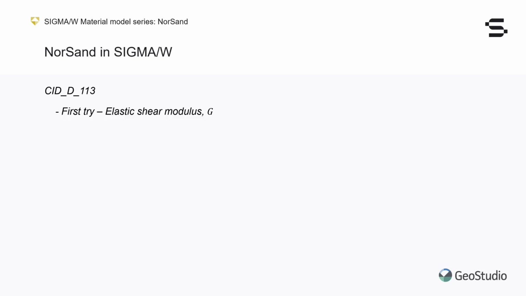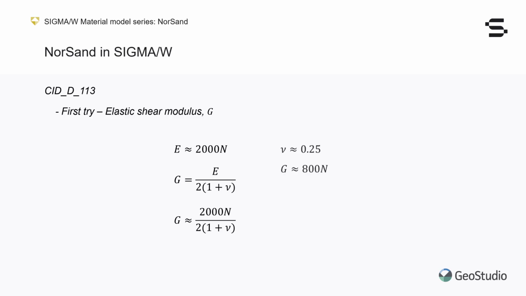From my geotechnical engineering courses back in university, I have always remembered that Young's modulus for sands can be approximated using the relationship N, the SPT blow count, times 2000. Young's modulus divided by 2 times (1 plus Poisson's ratio) will then yield the elastic shear modulus. For Poisson's ratio roughly estimated to be 0.25 to keep digits easy to work with, this would mean that I could estimate the shear modulus G as being N, the SPT blow count, times 800.